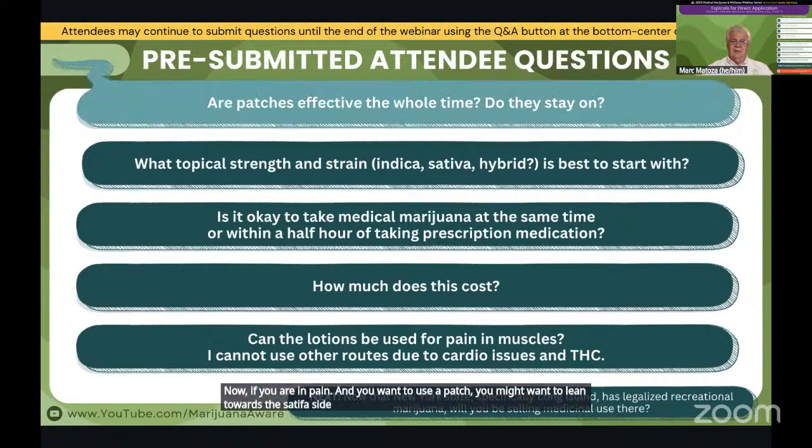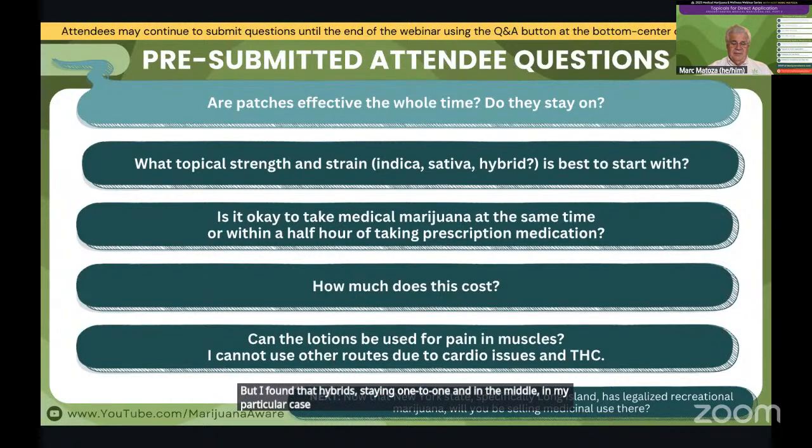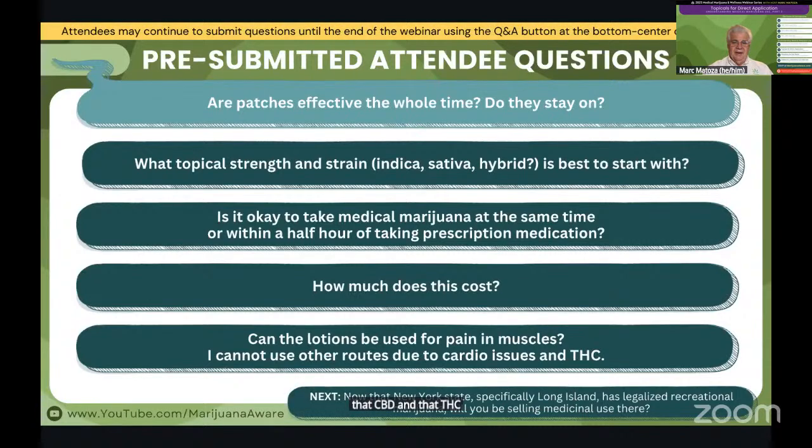If you're looking at just relaxing, you're stressed, anxiety, that type of thing, you might look at an indica style of patch. But I found that hybrids, staying 1-to-1 and in the middle, in my particular case, because I'm trying to fight inflammation, that CBD and that THC works together, and actually it's very helpful to be able to help me both get my life back, but also to be able to do the things I want to do on a daily basis.